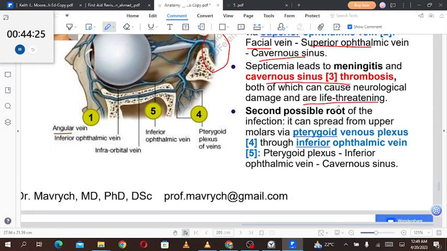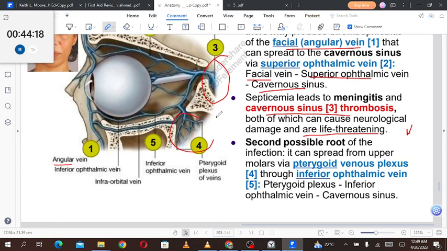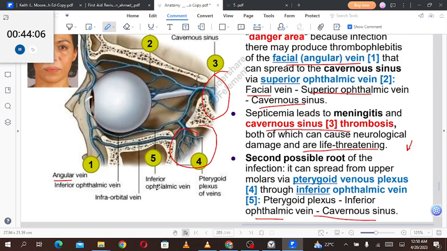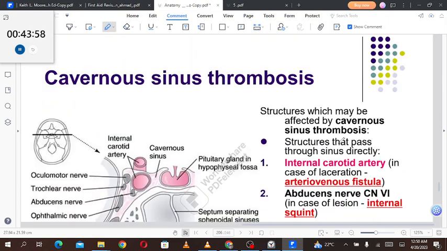Second possible route of the infection, it can spread from upper molars via the pterygoid venous plexus. So here we have the pterygoid venous plexus. If there is infection in the teeth, that can ascend upwards via the pterygoid venous plexus to the inferior ophthalmic vein and the cavernous sinus. Where is the inferior ophthalmic vein? This one, the fifth one. This is the inferior ophthalmic vein. So pterygoid plexus to the inferior ophthalmic vein all the way to the cavernous sinus. This can happen as well.